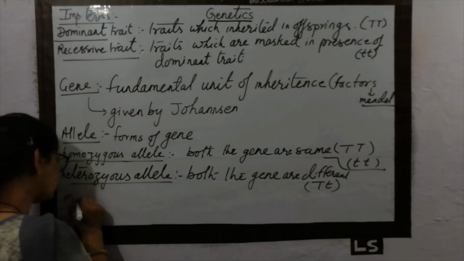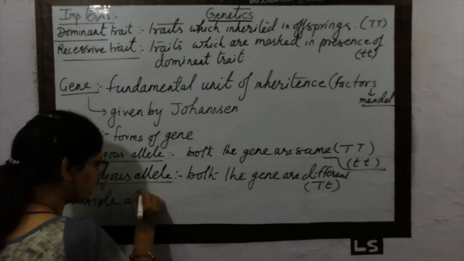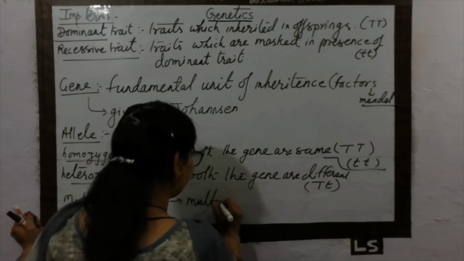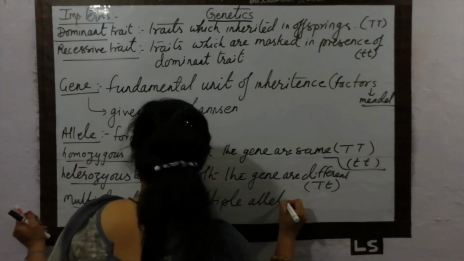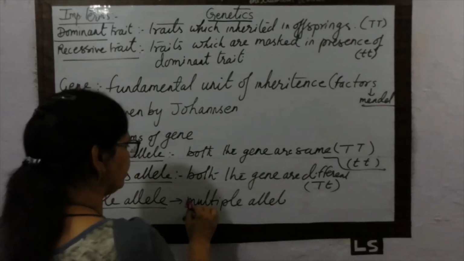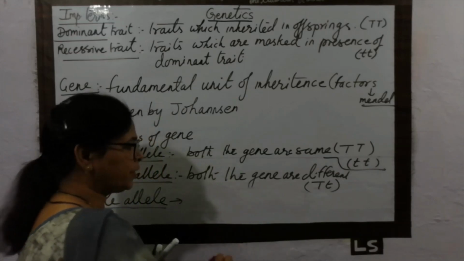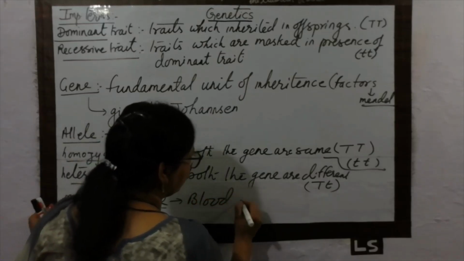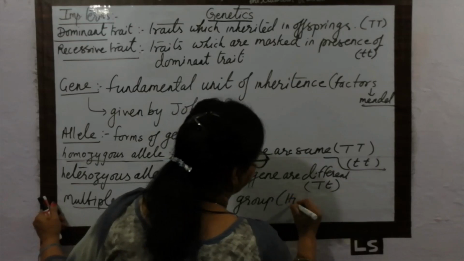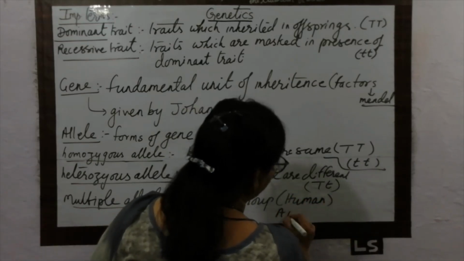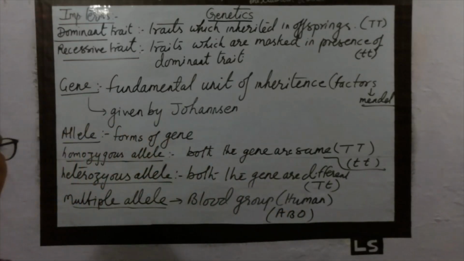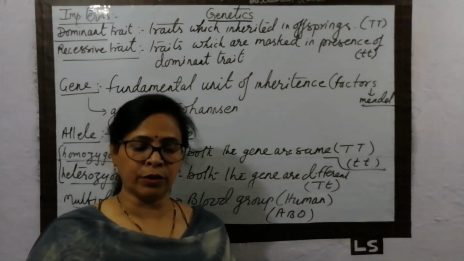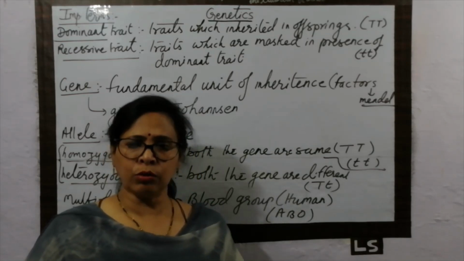Sometimes multiple alleles are also there. Multiple alleles are present in human blood group. Multiple means more than two. Generally, all alleles are in a group of two, but if there are more than two, then it is called multiple alleles. The best example is the blood group in humans. The three alleles here are A, B and O. If two alleles are there, it may be homozygous or heterozygous. If more than two alleles are there, it is called multiple alleles.